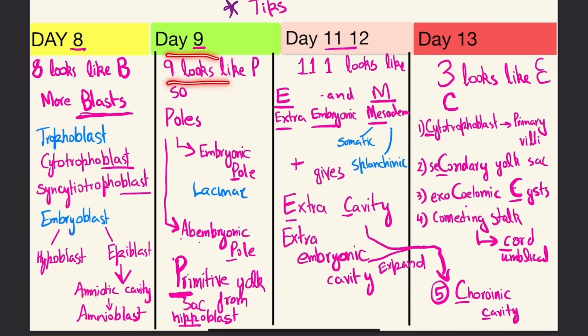At day 9, 9 looks like P. So we have poles: the embryonic pole, which has lacunae formation, and the abembryonic pole, which has the primitive yolk sac from the P, and from the hypoblast, that has P in the name.